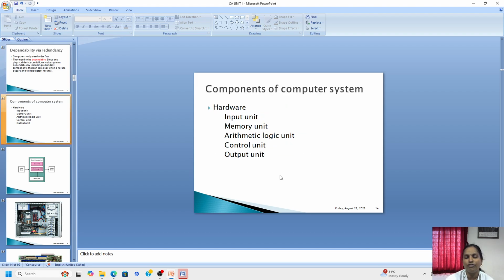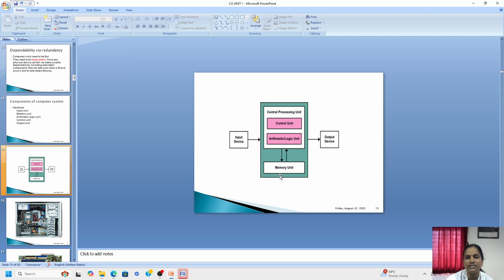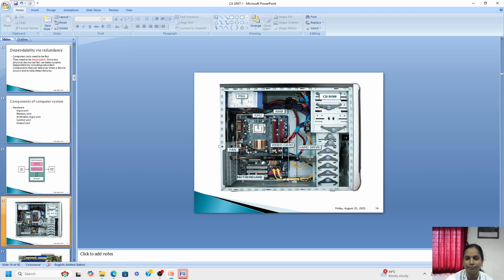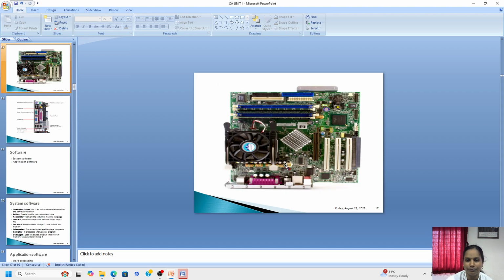The components of a computer system are the input unit, output unit, ALU, and control unit. So this is a diagrammatic representation of a computer architecture. This is the internal part of a CPU cabinet, which consists of the CPU, RAM, motherboard, hard disk, fan, and CD-ROM. So these are all the physical parts present in the computer.